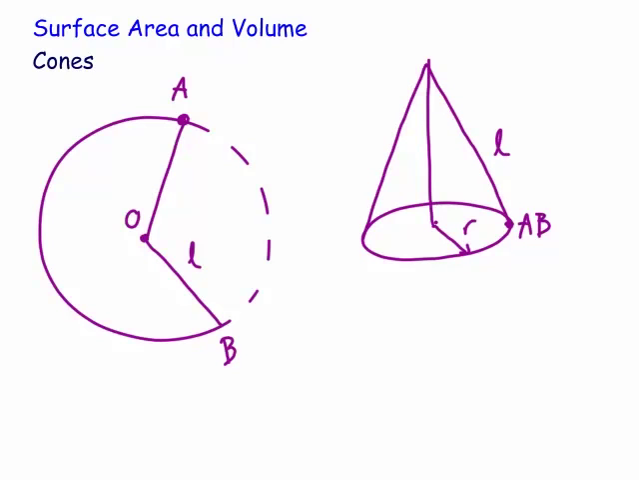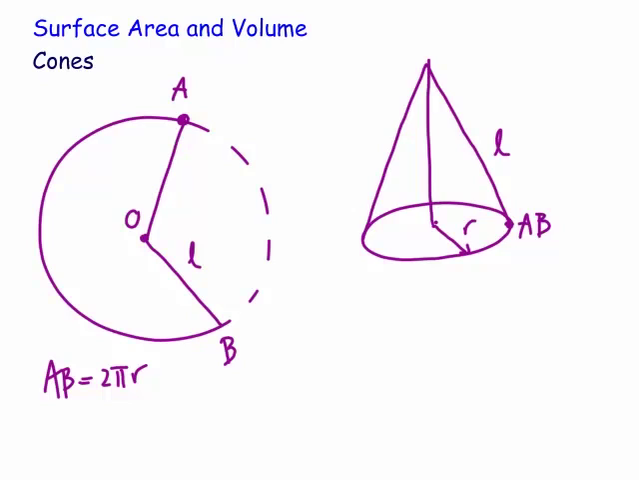So the first thing to do is, what would the length of AB be? You can see AB would actually be the circumference of that new circle of radius R. So AB's length would be equal to what? 2 pi R. The R coming from the radius of the cone, right?